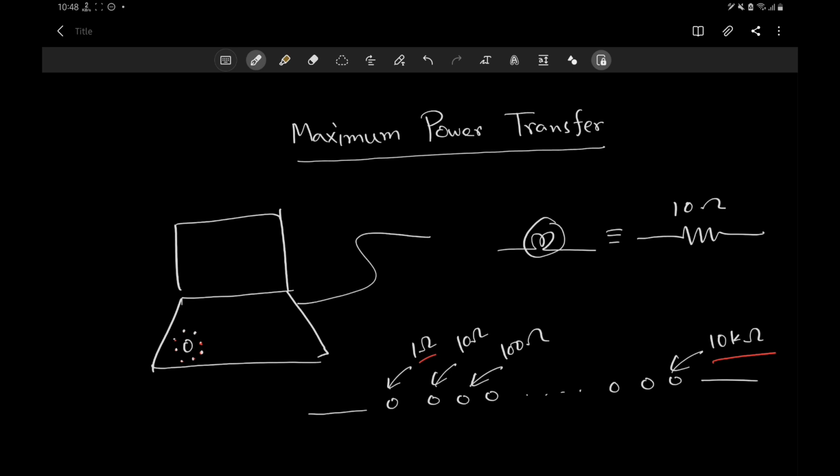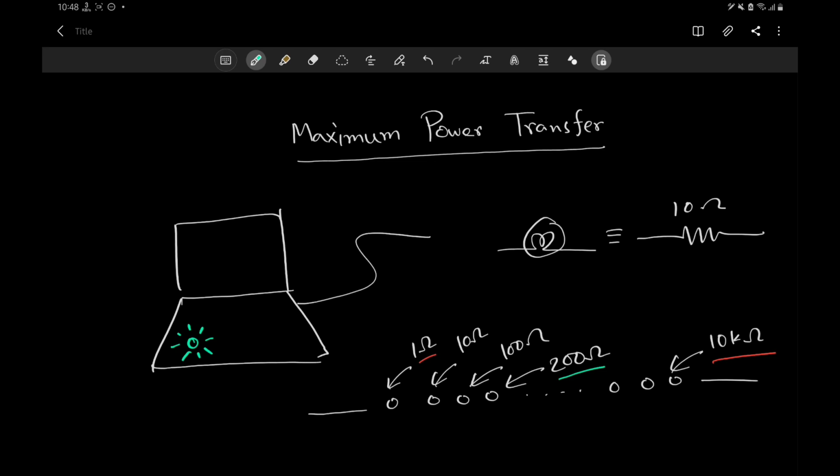You try out one by one, and it turns out that the 200 ohm light bulb is the best one. When you use the 200 ohm light bulb, that light glows the brightest. So what's happening here? That's what we are going to discuss.